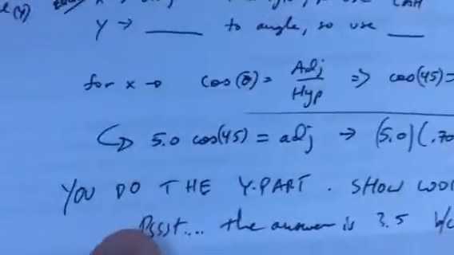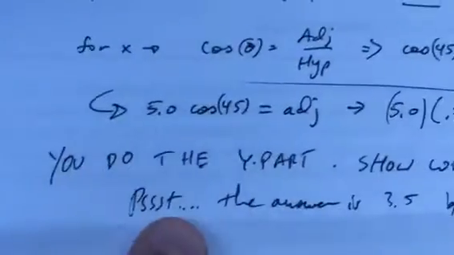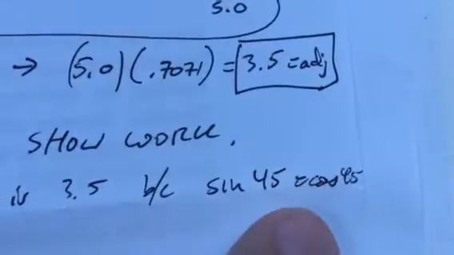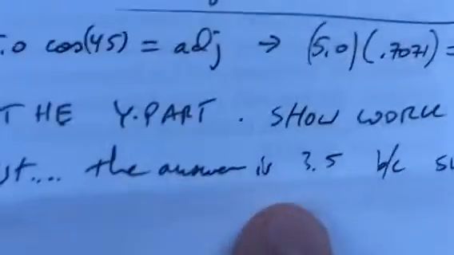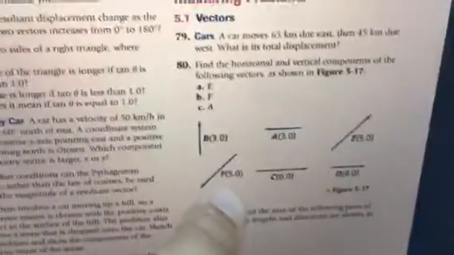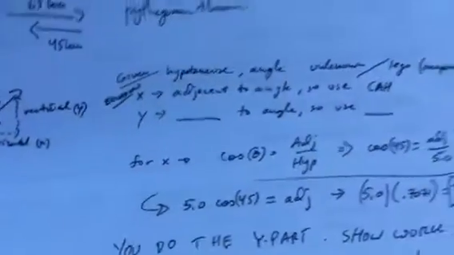You have to do the y part. Show your work. And here's a little hint. Sine of 45 and cosine of 45 actually have the same value, and so the answer is going to be the same for the y part. You have to do F, which is this one, and A, which is that one. All right, those ones should be pretty straightforward now that you know how to do this.